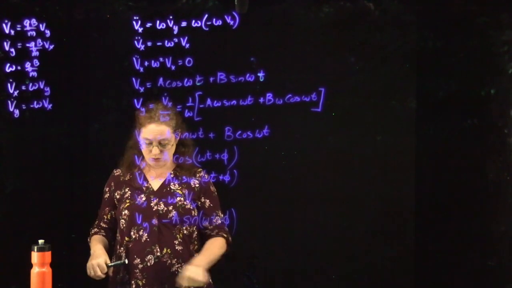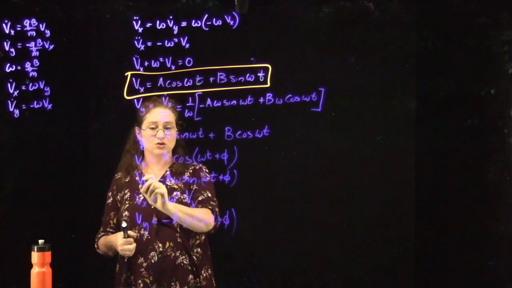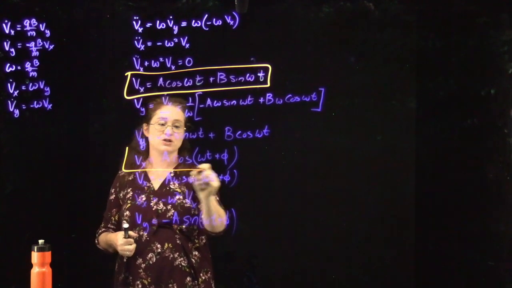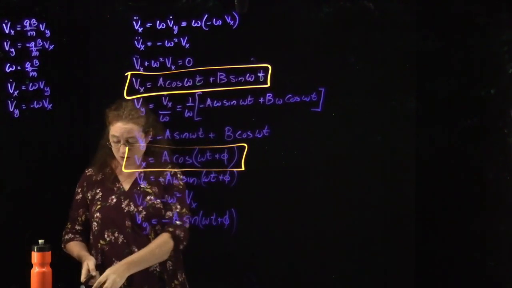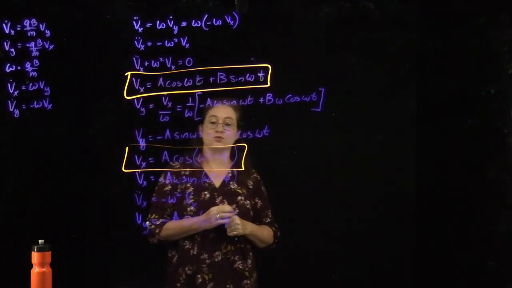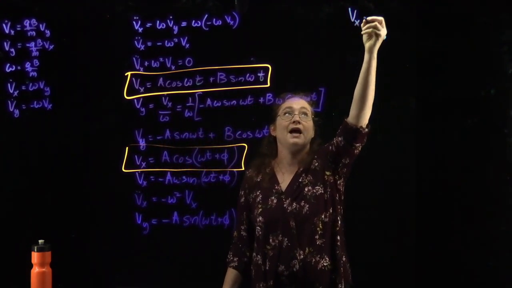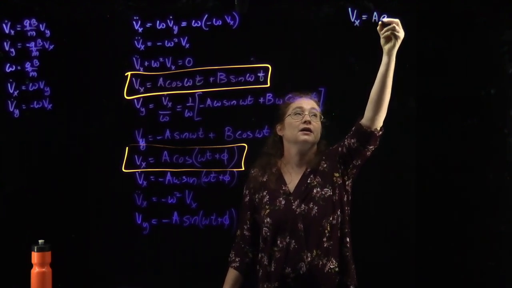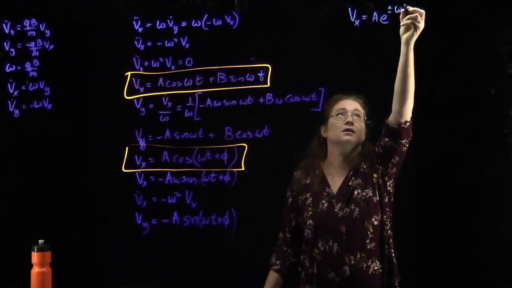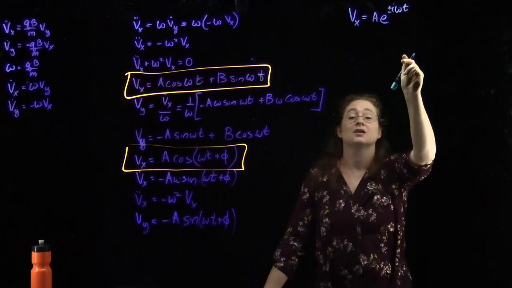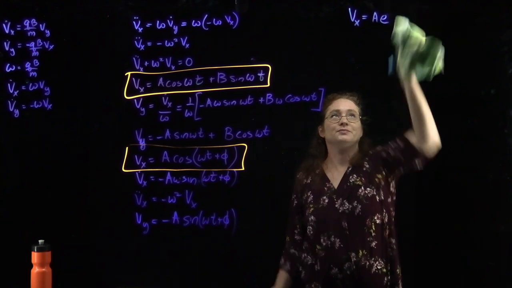So you could choose this form through using trigonometric identities. You can actually show that these two forms are equivalent. You also can use, and this might be a little less familiar, let us choose Vx equals a e to the plus or minus i omega t. Well, actually, let's just start by assuming some exponential.